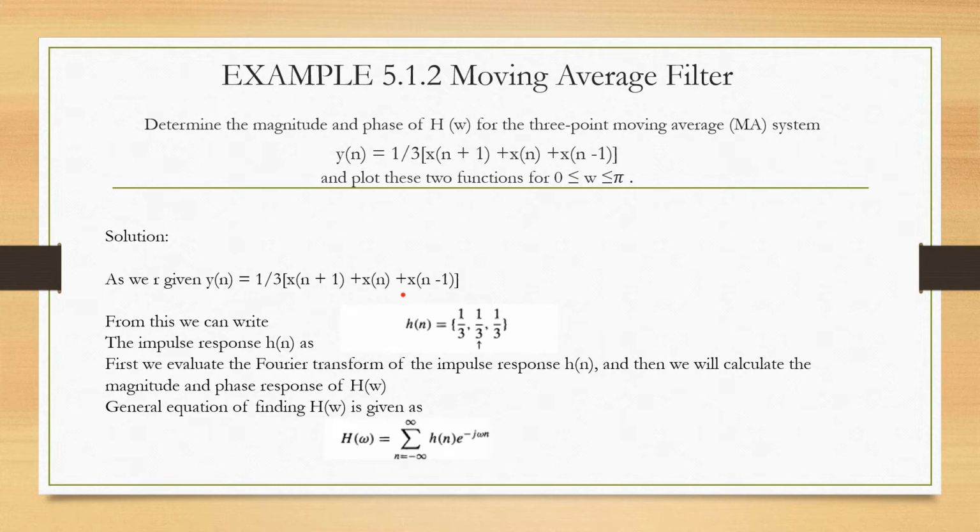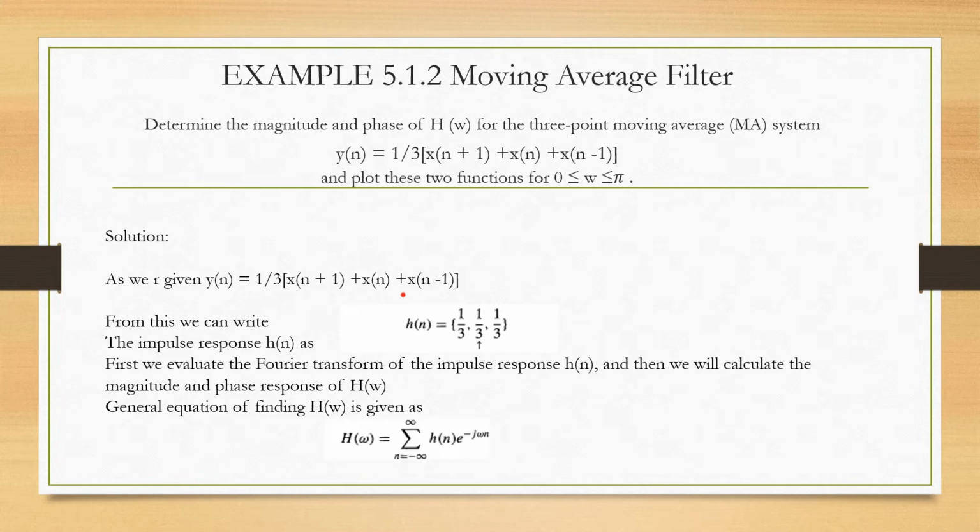Now coming to the solution, as we are given y(n) = 1/3 [x(n+1) + x(n) + x(n-1)]. From this we can write h(n) = {1/3, 1/3, 1/3}. The impulse response is given as h(n) = 1/3, 1/3, 1/3. First we evaluate the Fourier transform of the impulse response h(n), and then we will calculate the magnitude and phase response of H(ω).